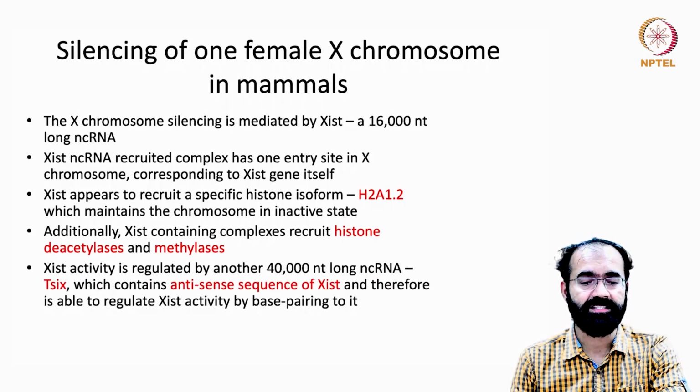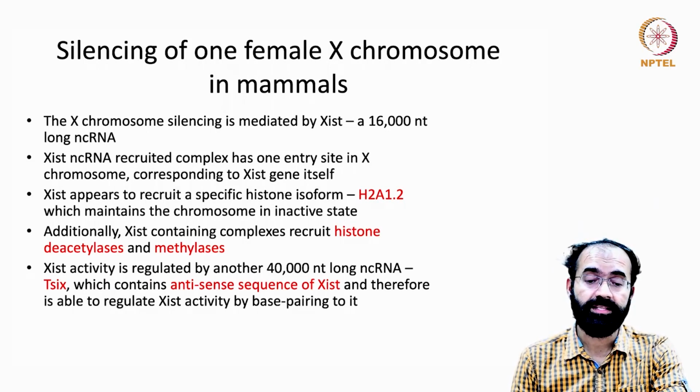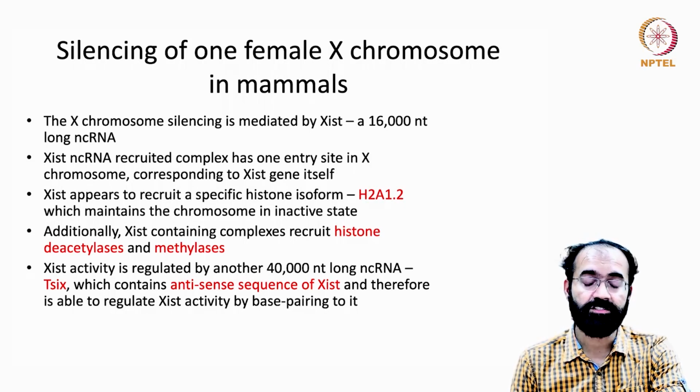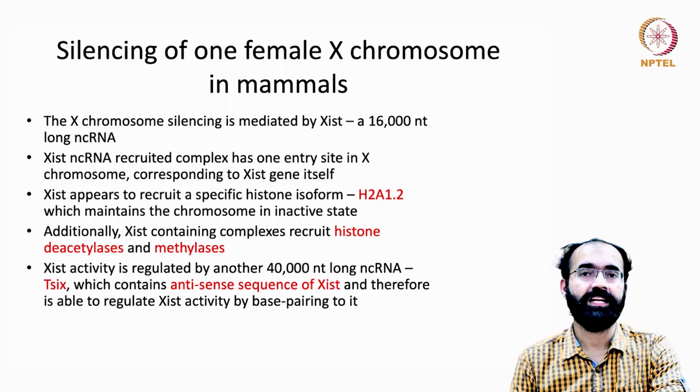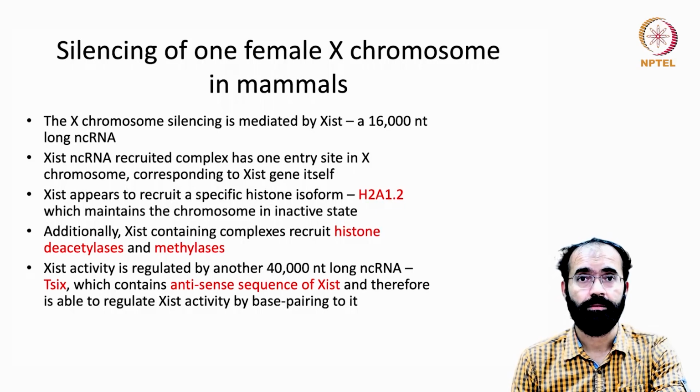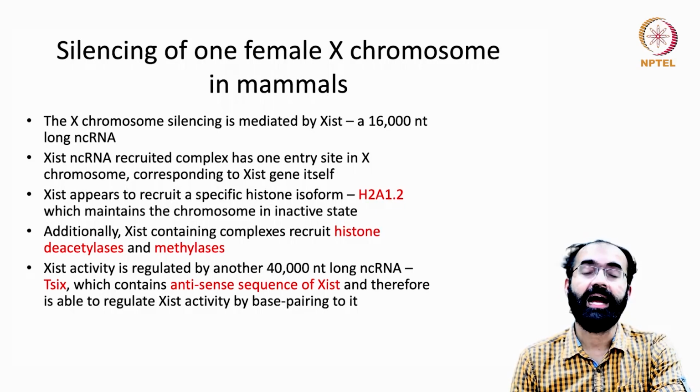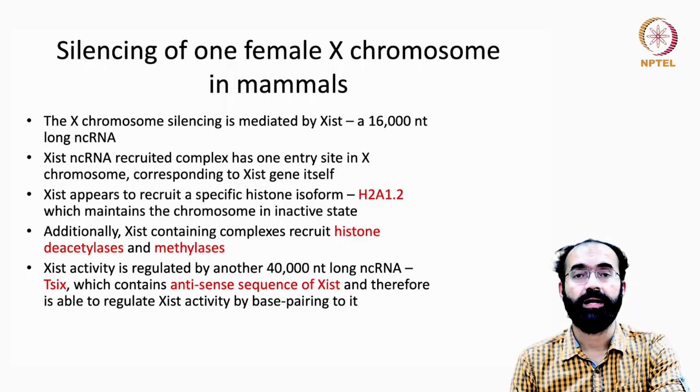So Xist activity is regulated by another 40,000 nucleotide long non-coding RNA that is on the opposite strand, and that is called Tsix. Tsix and Xist are opposite words. See, Tsix you read from the right to left, that is Xist, X-I-S-T. So why is it called Tsix? Because Xist, X-inactivation specific transcript, its complementary strand contains the Tsix, but it is much larger, much longer, and which contains the antisense sequence of Xist, and therefore it is able to regulate the Xist activity by base pairing to it.